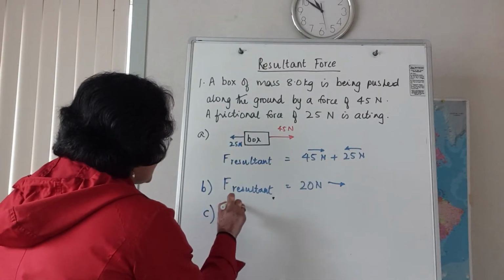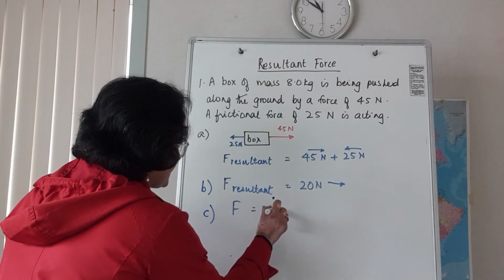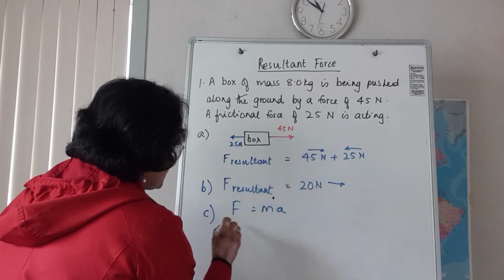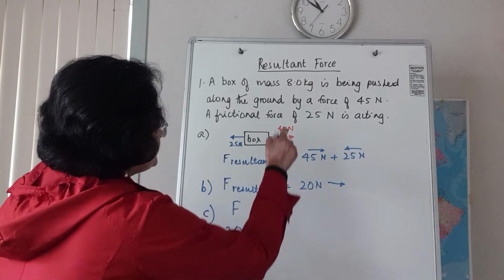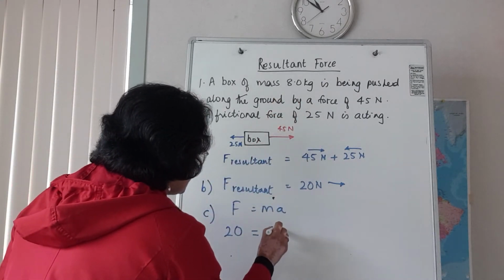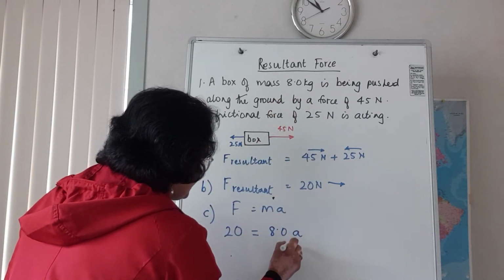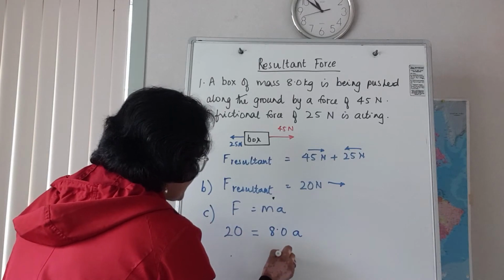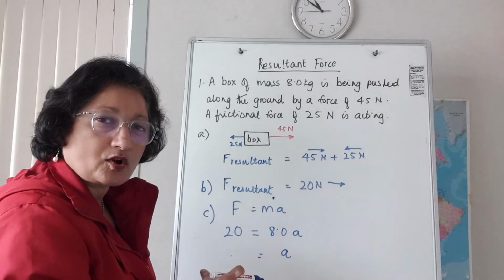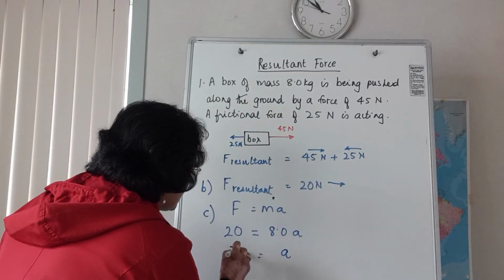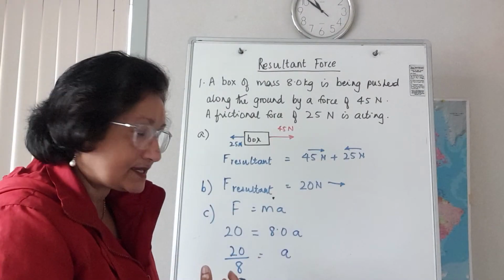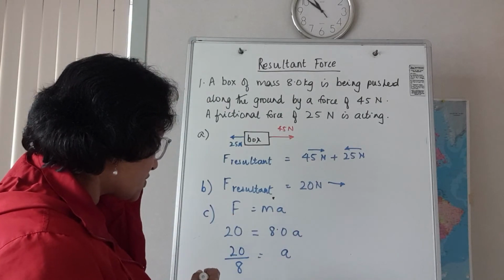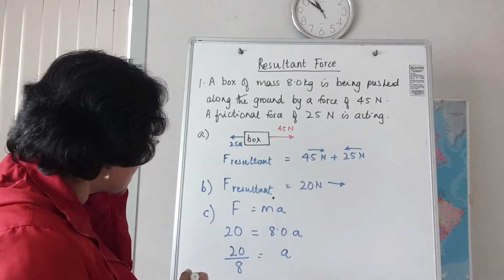So part C, we write the equation F equals ma. F is your leftover force, 20 newtons. Your mass is 8 kilograms times a. You divide both sides by 8 because we just want the answer for a. So you go 20 divided by 8. So if you put that in your calculator, you will end up with your answer for acceleration.